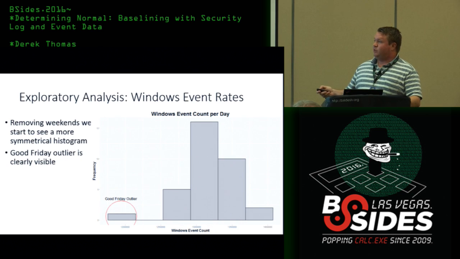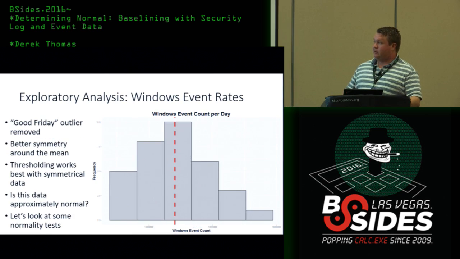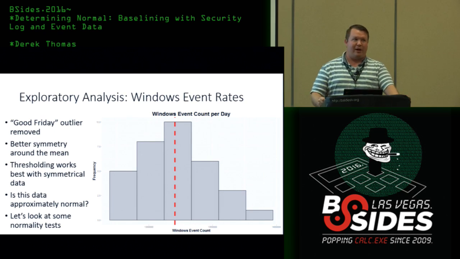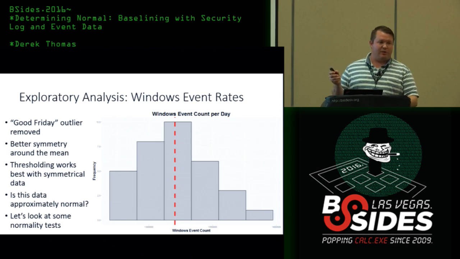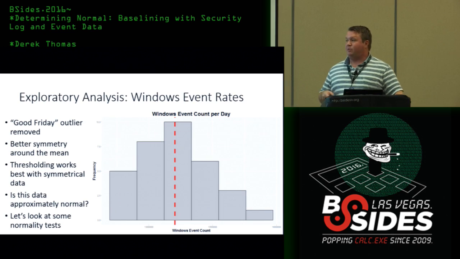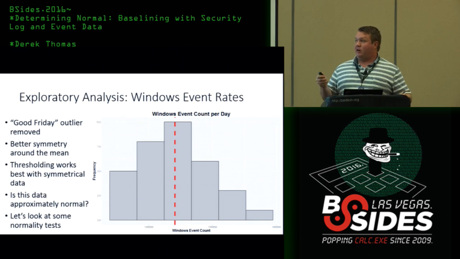After removing the weekends, we see a little bit better data. There's a little bit better symmetry, but there's still that Good Friday outlier. Again, I'm going to remove that and take a look. Now we see the data looks much better. We still think it could be skewed here, but again, we're only looking at about 30 data points. So this is a sample. The data is never going to be perfectly distributed. We need to find out whether it's acceptable for our analysis.